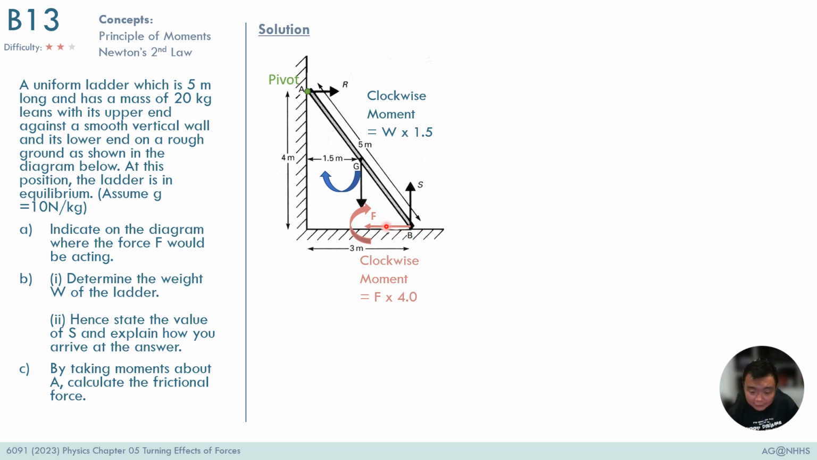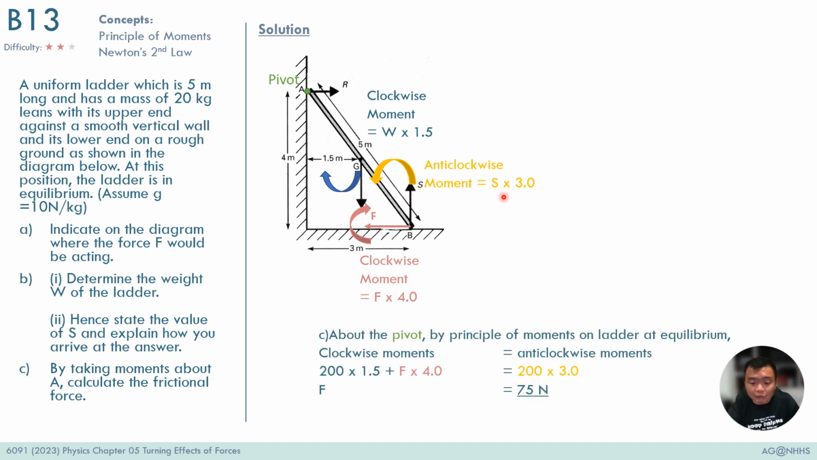There is a frictional force which will want to make the whole ladder rotate in a clockwise manner also about the pivot. And lastly, the upward force S will want to push up on the ladder to make it rotate in an anti-clockwise manner. So I've color coded the three moments caused by the three different forces, and what remains to be done is, as per usual, plug it into the POM equation, and with that we can solve for the frictional force F to be 75 newtons.